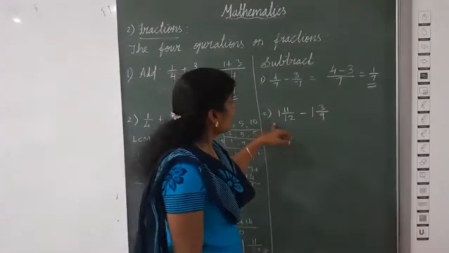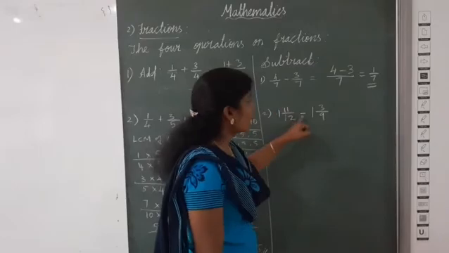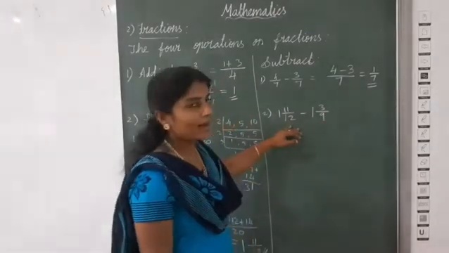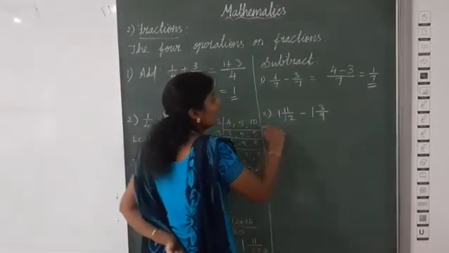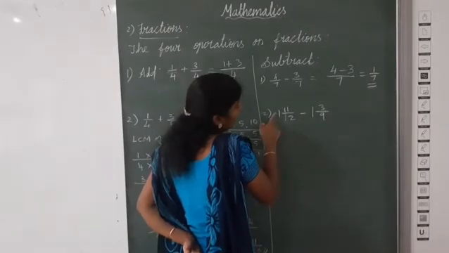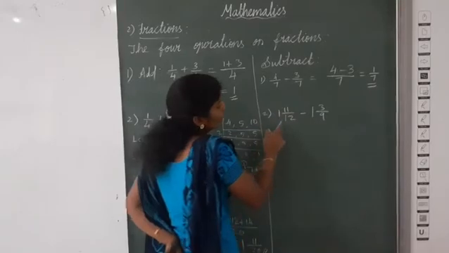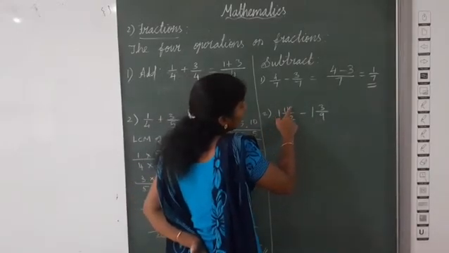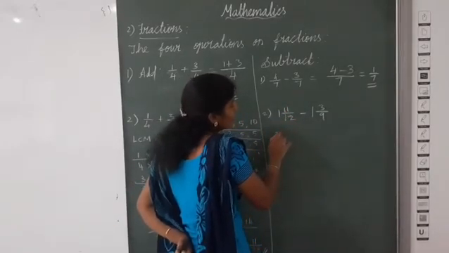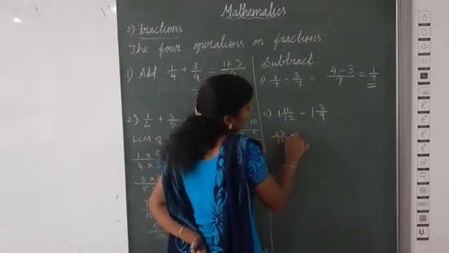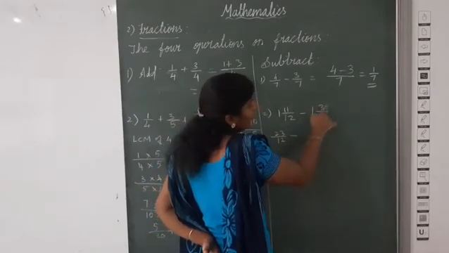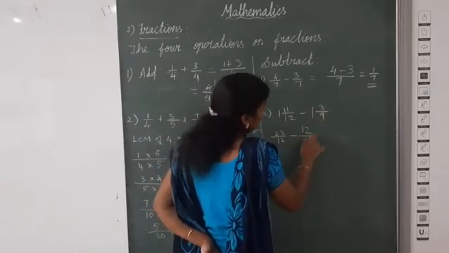Then second one, 1 11 by 12 minus 1 3 by 9. These are mixed fractions, so we convert into improper fractions first. 1 into 12, 12. 12 plus 11 is equal to 23, isn't it? 23 by 12. Minus 1 into 9, 9, 9 plus 3, 12 by 9.